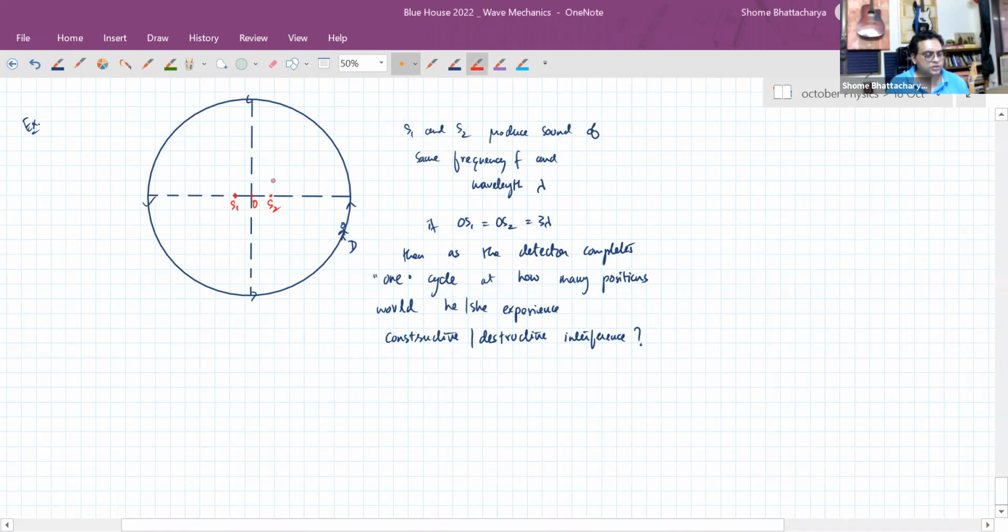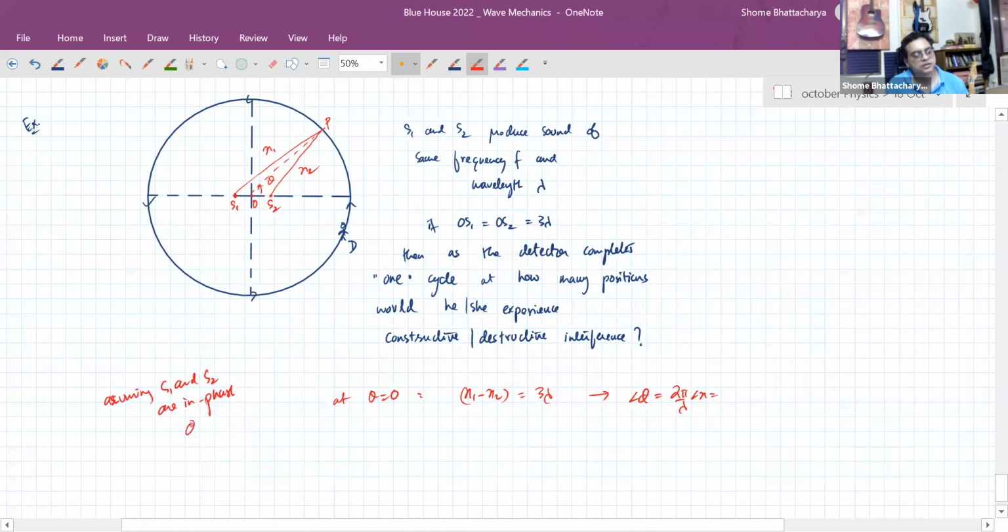Yes, very good, Divan. So if we take a general position like this, where we take this angle as theta, you can see there's a path difference between these. If this is x1 and this is x2, at theta equal to 0, the path difference x1 minus x2 has a magnitude of 3 lambda. The phase difference is 2 pi by lambda times delta x. Assuming sources S1 and S2 are in phase, so the inherent phase difference between them is 0, that is equal to 6 pi.